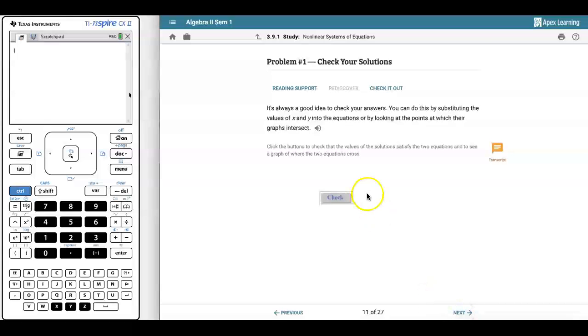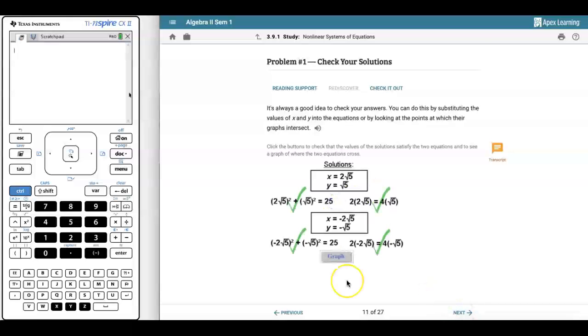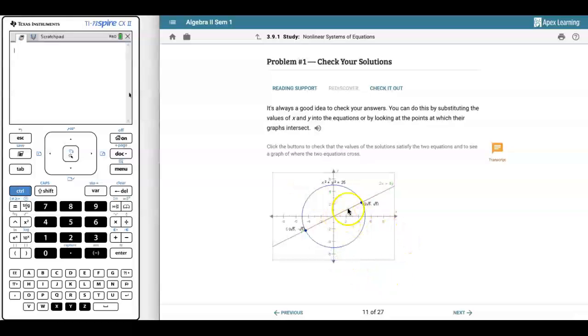All right, and again, it's always good to check your answers. So you can plug in your x and your y into your original equations and make sure that you get the same answer on both sides. Also, we could look at the graph, making sure that if this is my linear line and this was my circular line, those intersection points are what we calculated them to be.